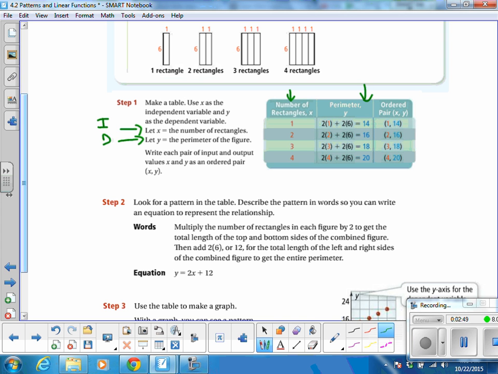When I look at my different numbers and values, I can see that I have two one-sided figures, and that's represented here. I can see that I have 2 sixes, which is represented here. And by adding them together, I get the perimeter of 14, which I can represent as an ordered pair of (1, 14). So when I get to the second one, when I include another rectangle here, I can see that something is changing.